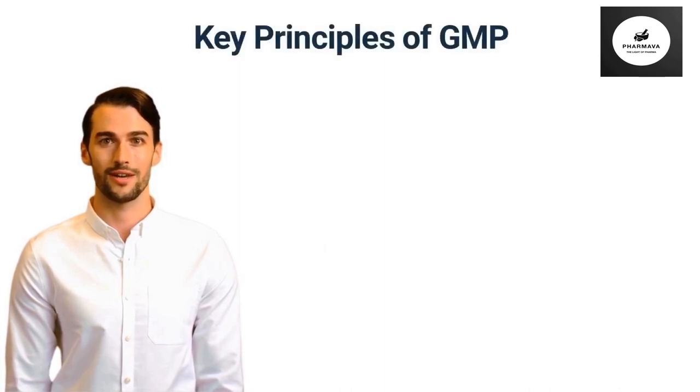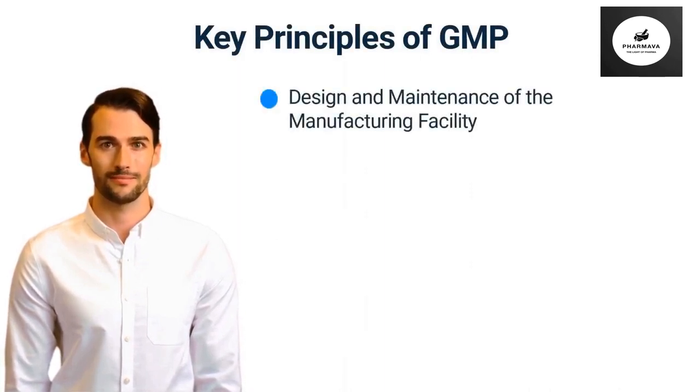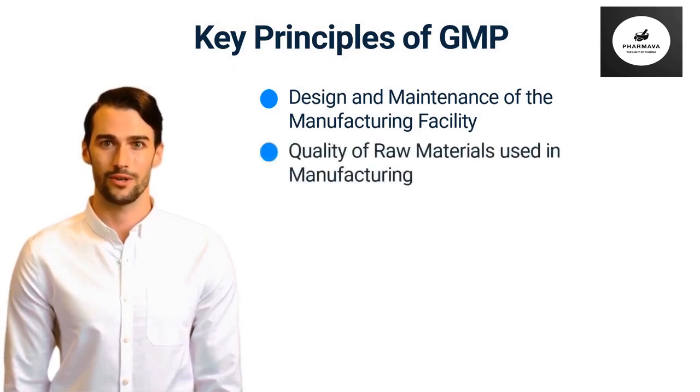Now, let us understand the key principles of GMP. First is design and maintenance of the manufacturing facility. Manufacturing facility must be designed to prevent and control the contamination, mix-up of products, and errors in the process of manufacturing and handling. Second and most important is quality of raw materials used in manufacturing.